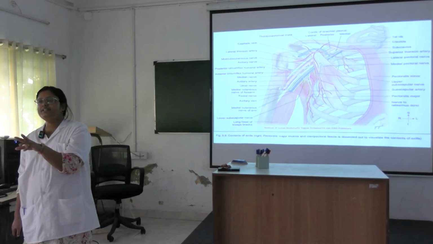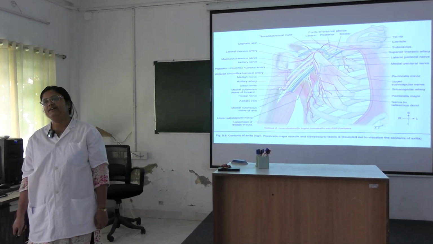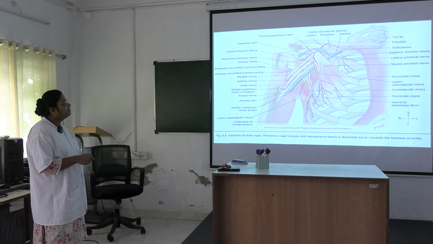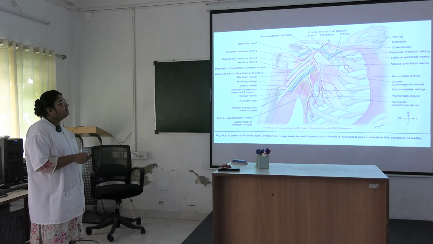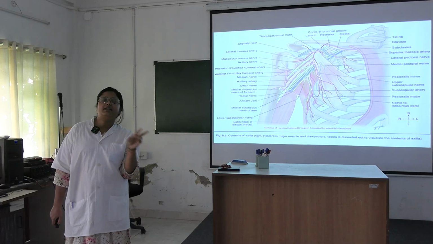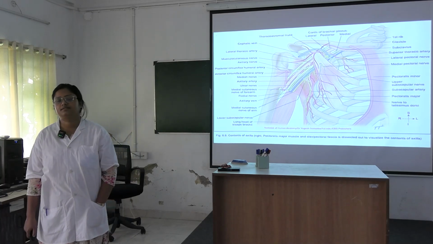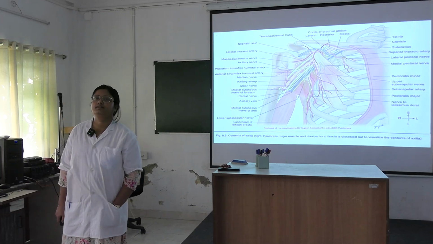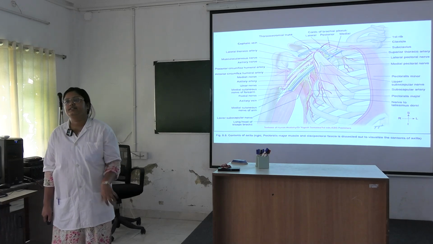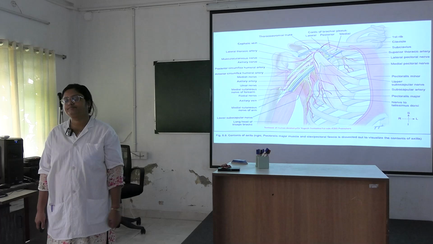Next you write down median nerve. Median, M-E-D-I-A-N. Median nerve, see this thick nerve. It is formed by joining of medial and lateral root and lying over the axillary artery.